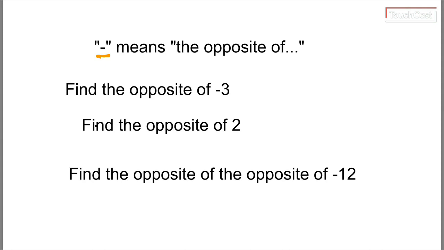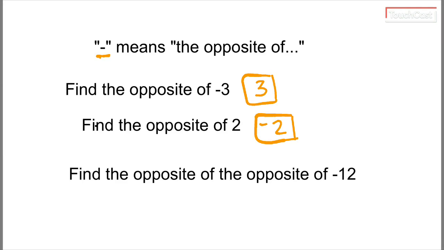So, to make things simple, the opposite of a negative number is the positive number. So whatever number is the same distance away from 0, that's how you find the opposite. So the opposite of -3 is +3. The opposite of 2 is -2.